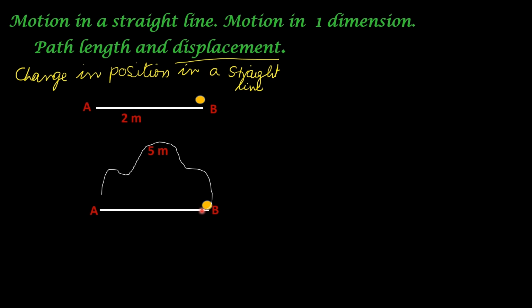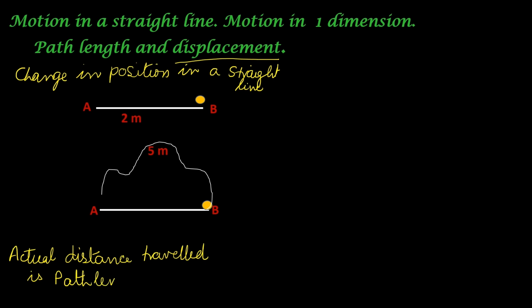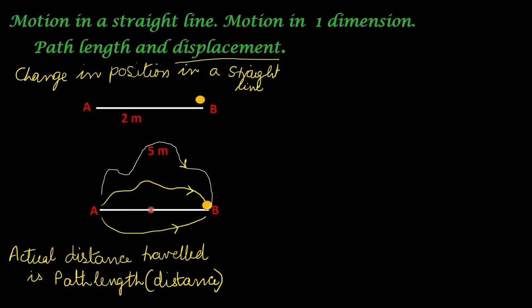The shape and length of the curved path may be anything. So, path length depends upon the path or the route that is taken by the object. Whatever may be the path length, the displacement remains the same. In this case, path length is greater than displacement. Let me represent 1 or 2 different paths the object may take. In each case, the path length is different, but the displacement is the same. Path length is otherwise called distance.